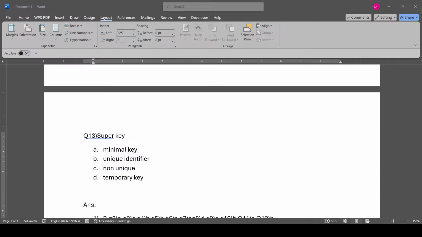Tell me the answer. Okay, its answer is there. When you talk about this one, the super key simply says that it must be a unique identifier. So the answer is B. Question number 13, B.